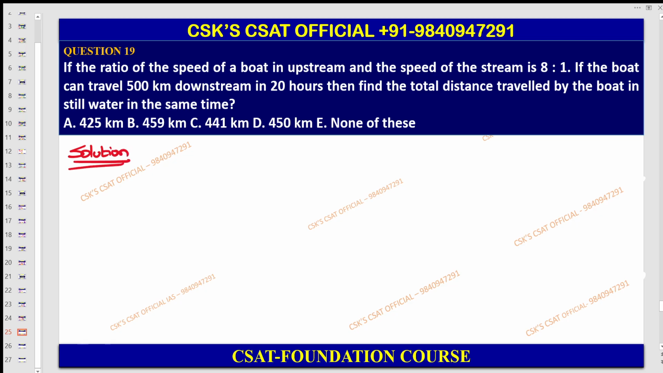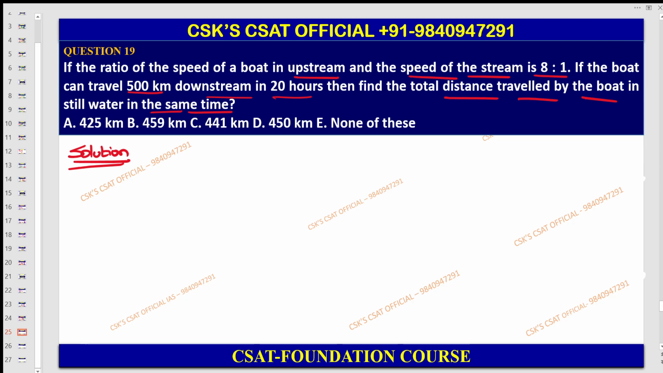If the ratio of the speed of a boat in upstream and downstream is 8 is to 1, which is nothing but 8 is to 1. The boat can travel 500 kilometers downstream in 20 hours. Then you are able to find out the speed of your boat here. One data is provided. Then find the total distance traveled by the boat in still water in the same time.